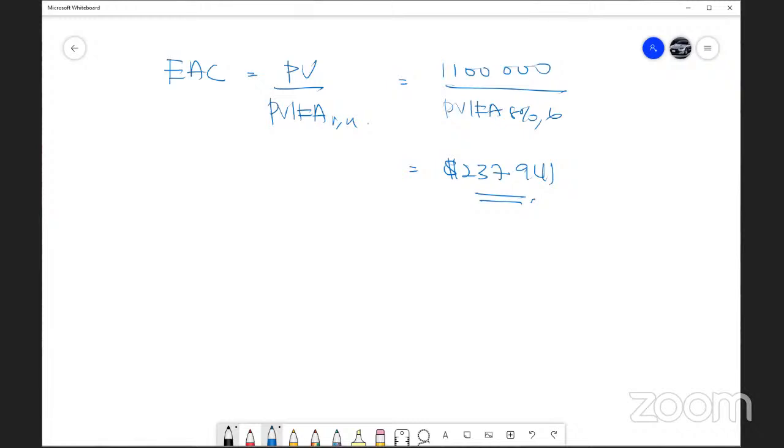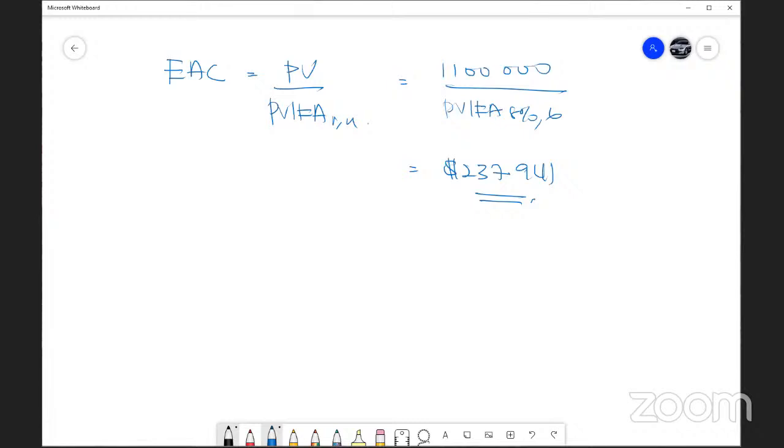Okay. Now you change the thing. You want to count what happens if the jet is replaced at the end of year 3 rather than 4 years. So how do you count this? Okay. So now you want to count the present value of cost.